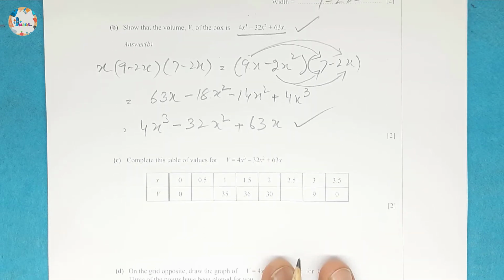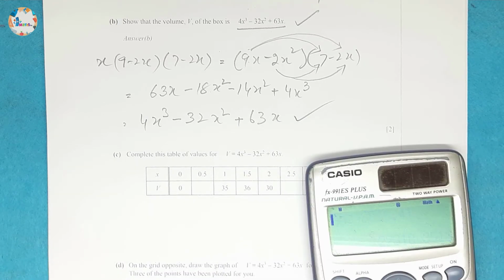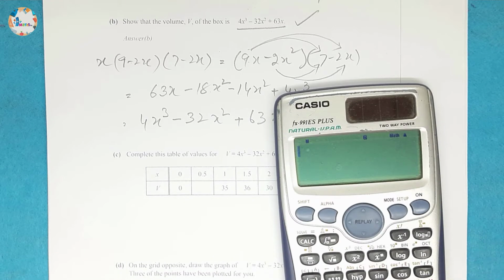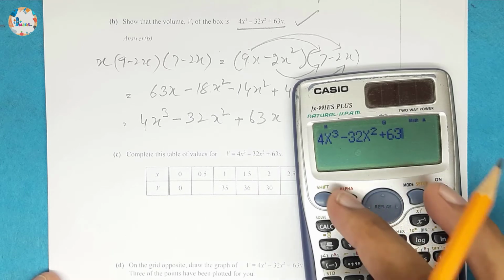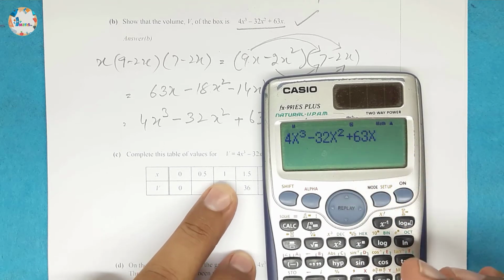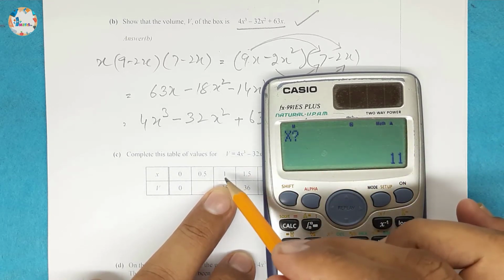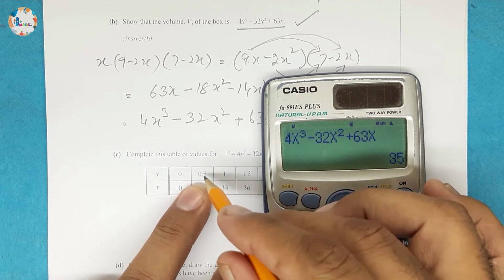Complete the table of values for this one. So for the table of values, the simplest way is that we can type here 4 times x raised to the power 3, and then minus 32 times x squared and plus 63x, and we can check whether we have written this correctly or not. So calculate for x equal to 1, we should get the answer 35, which is 35. So now we can give the answer.